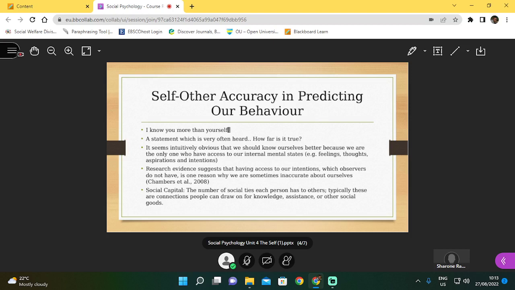Social capital, what is it? Social capital is the number of social ties that each person has with others. All around us, we have people. Give me examples of groups of people that we have around us. The children, the young, the old.